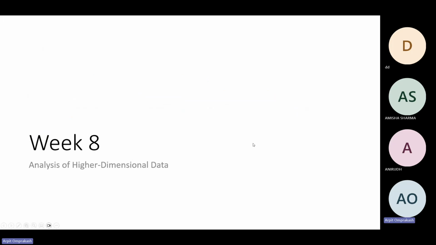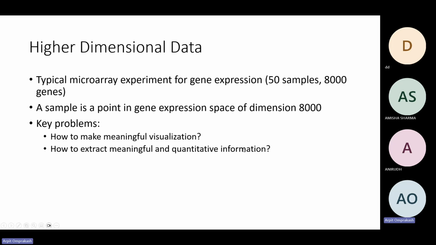So we'll start with week 8, analysis of high dimensional data. A lot of experiments in biology, such as microarray experiments for measuring gene expression, tend to produce a lot of data. These are high throughput experiments. For example, we might have a gene expression study where we are using a microarray to study gene expression, and we have, let's say, 50 different cells, so 50 different samples, and 8,000 different genes. So we are measuring the gene expression across 8,000 different genes.